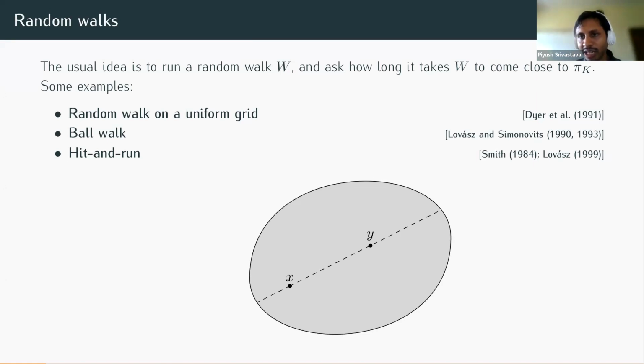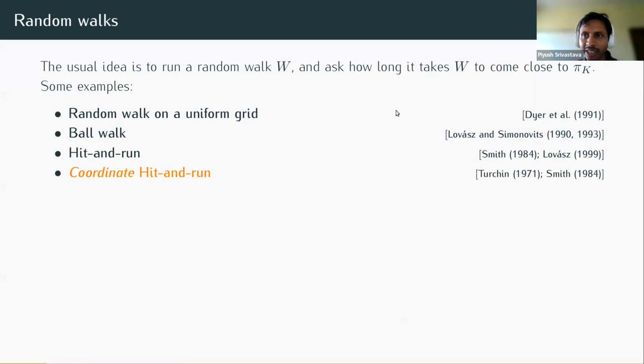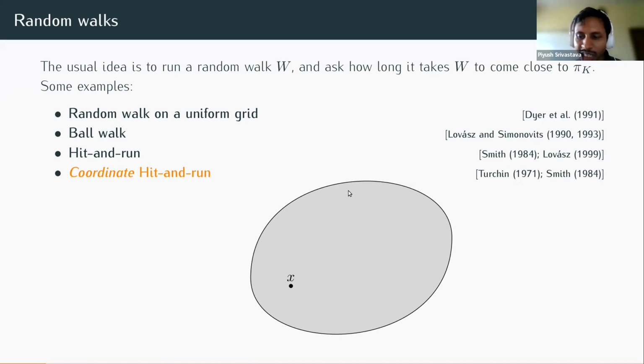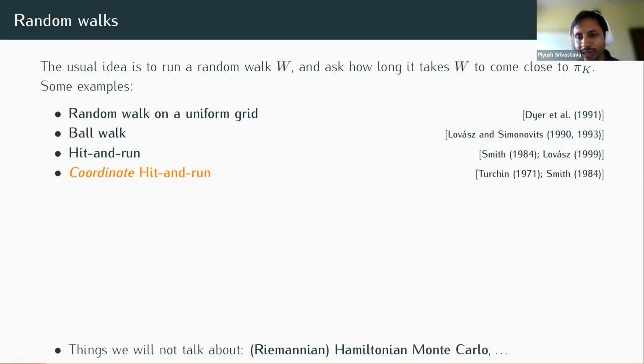This also has been analyzed quite extensively. A related thing, which is equally old, probably older, is called coordinate hit and run, which, as the name suggests, is very similar. Now, instead of picking a direction uniformly at random from the unit sphere, you pick one of the n coordinate directions. You pick the direction, and again you do the same thing. You pick a point uniformly at random on that chord, and you move to it.